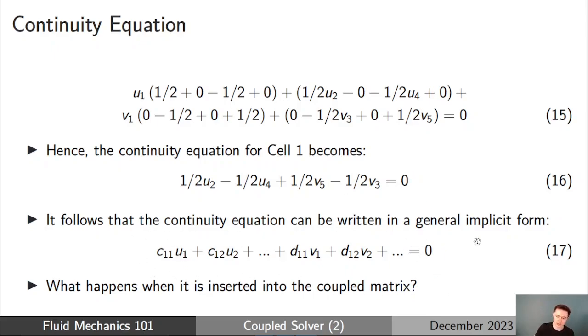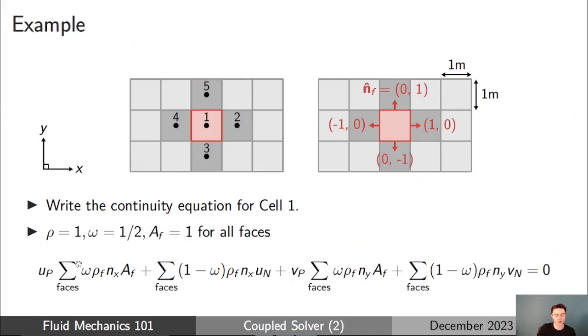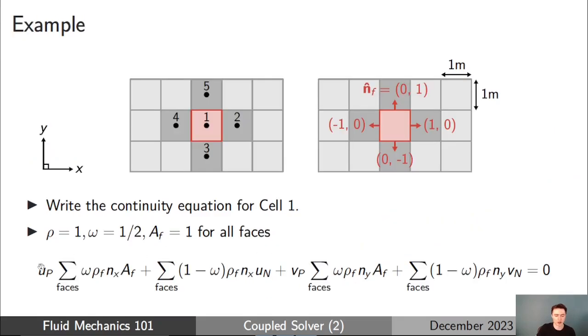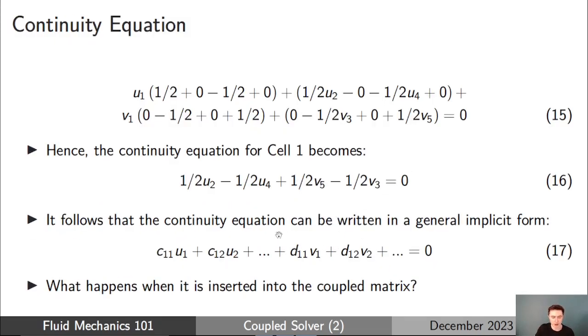We can write the continuity equation in this general implicit form, and you'll notice it's very similar to the implicit form of the pressure gradient that we had in the previous talk. We could go through and be really rigorous and work out the definition of the coefficients C1, C12, D11 from this general formula, but it's not really necessary for our understanding of the coupled equation. What I want to do now is insert this equation into the coupled matrix equation.